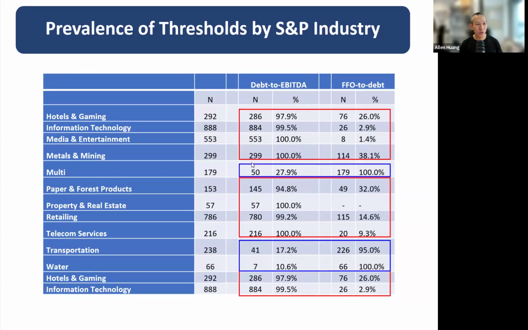So our research question is what determines the ratio thresholds? What determines how credit rating agencies set these ratio thresholds, and what are the consequences of these ratio thresholds? So basically, how does that affect the company's behavior in these ratios?